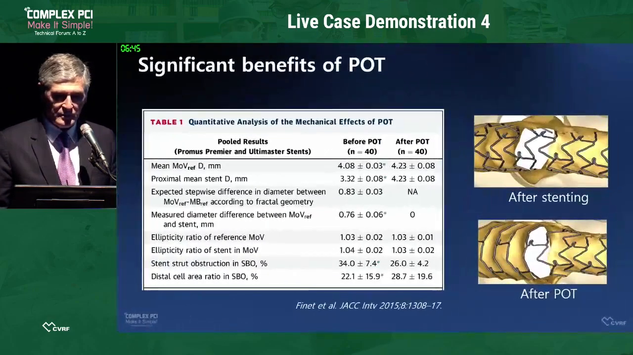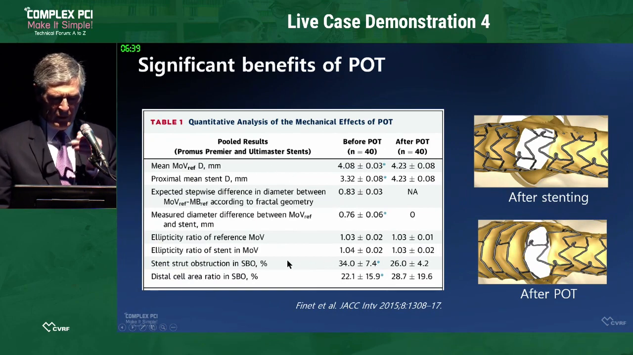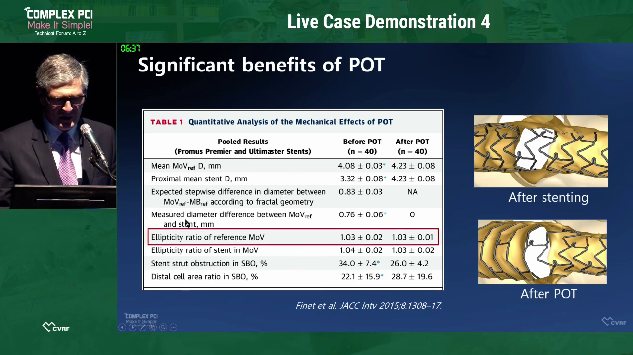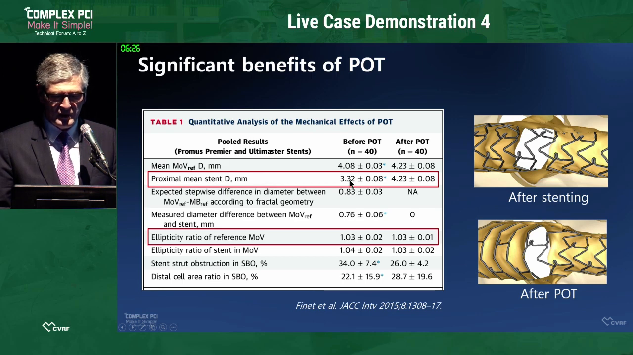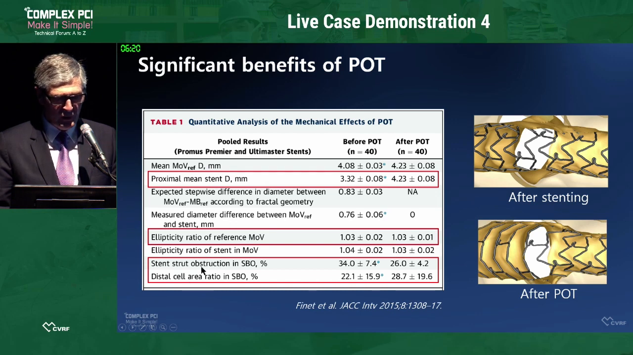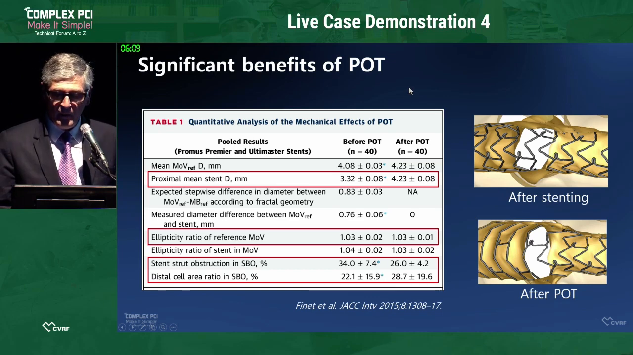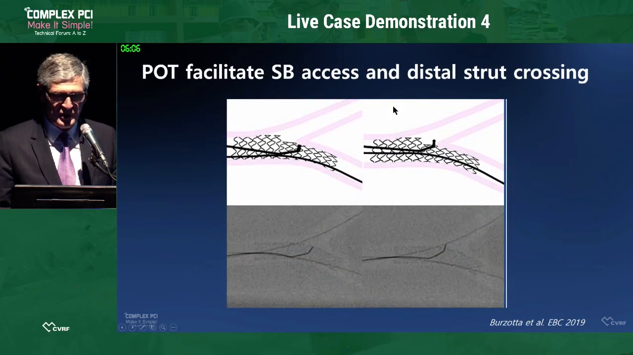So you can understand immediately why it's easier to go through the stent strut when you have done the POT. Now we have some data which are very interesting in the patient. Gérard Finet has done this work, and you can see that the ellipticity ratio before and after POT is unchanged. But what is changed is the proximal mean stent diameter, increased from 3.3 to 4.2, and also the obstruction by the stent strut in the side branch, which is decreased from 34% to 26%. So clearly, it's not just a theoretical approach, but a practical one.